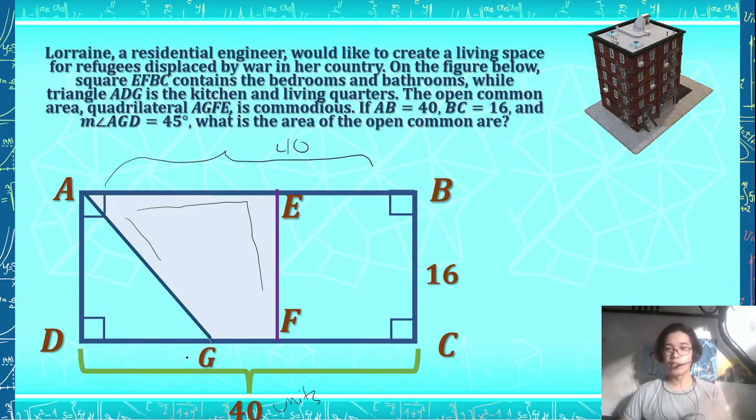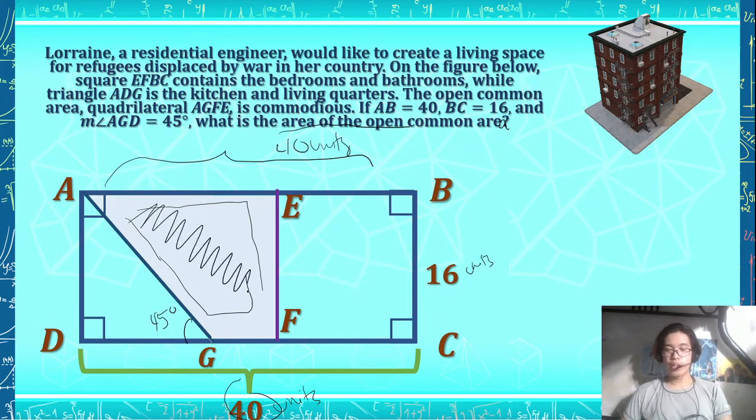since we're on the topic of rectangles, DC is also 40 units, and BC is equal to 16 units, and the measurement of angle AGD is equal to 45 degrees. So what is the area of the open common area, this white part? How do we get the area of this part?